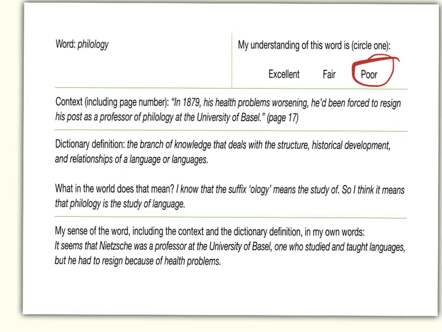The final piece of the word work that we ask students to do at home is to take all of that information, the context, the dictionary definition, and to put it in their own words. So I wrote, it seems that Nietzsche was a professor at the University of Basel, one who studied and taught languages, but he had to resign because of health problems.